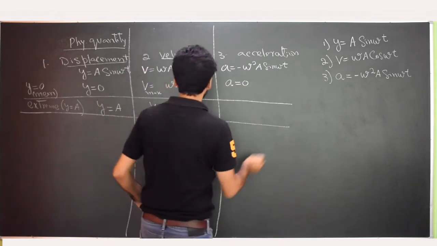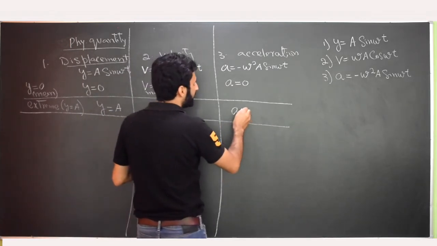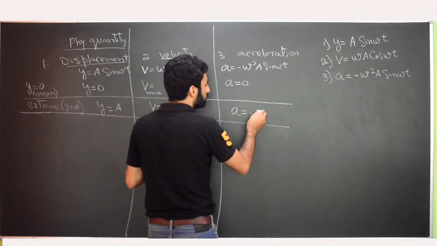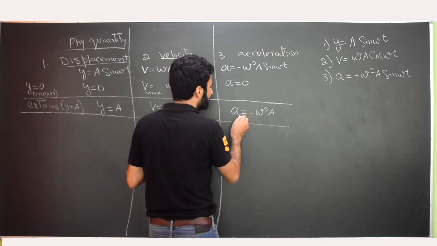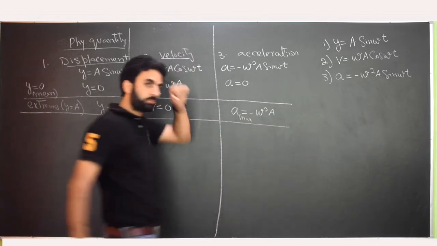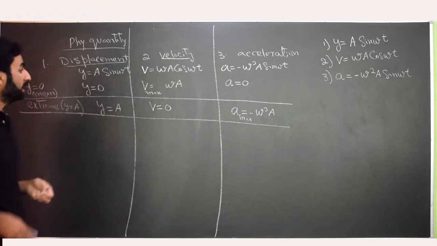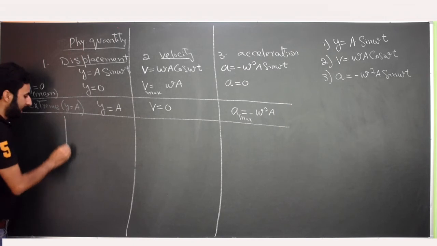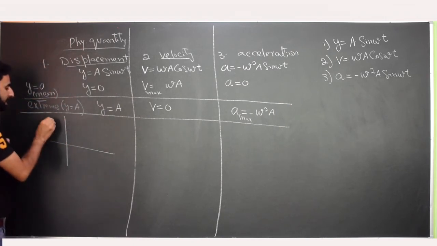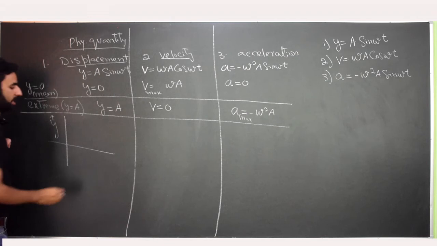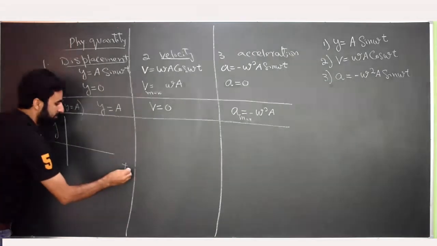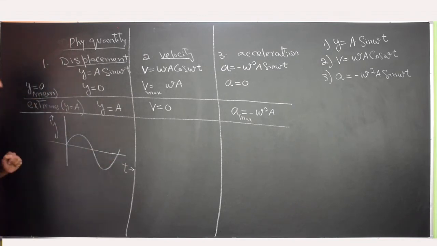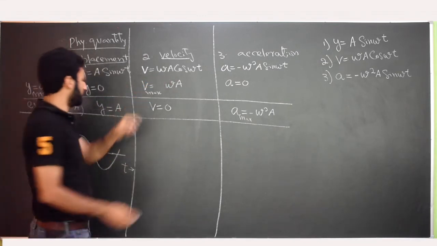Extreme position is equal to 0, and acceleration at extreme position is equal to minus omega square A. It's also maximum. Okay. Now if we talk about the graph, for a sinusoidal function, the graph for displacement versus time will look like this, but this is a sinusoidal function. For velocity, it will be a cosine one.